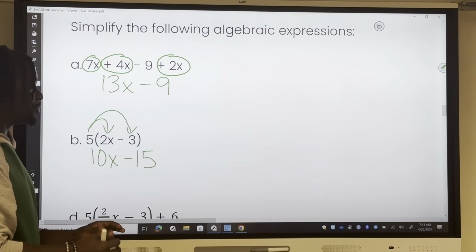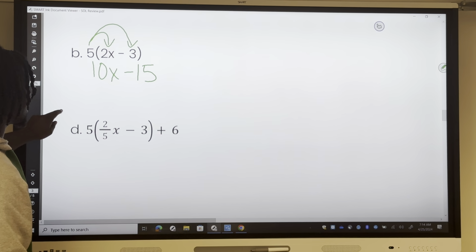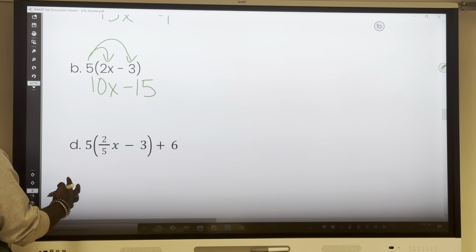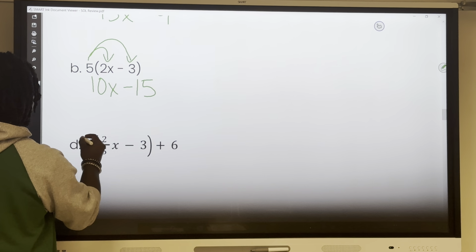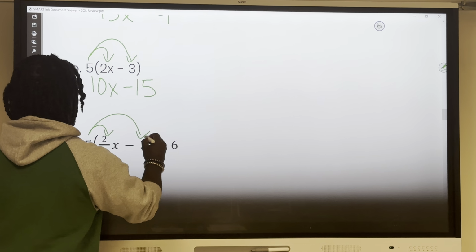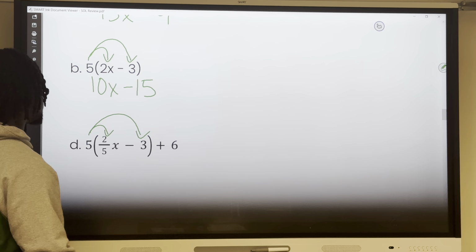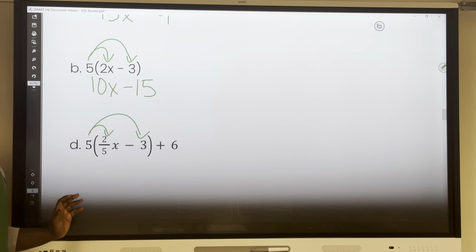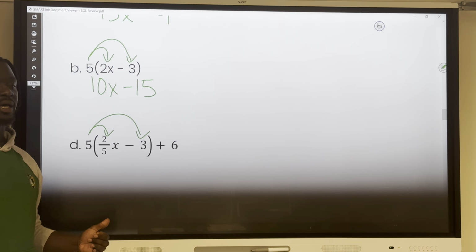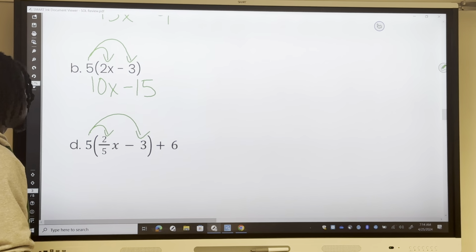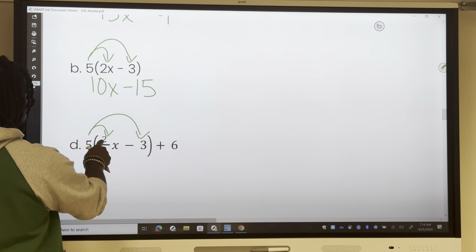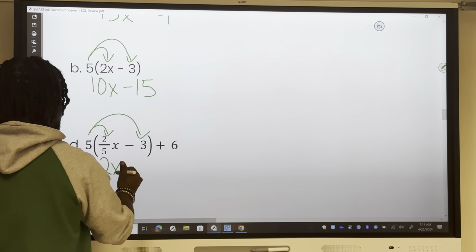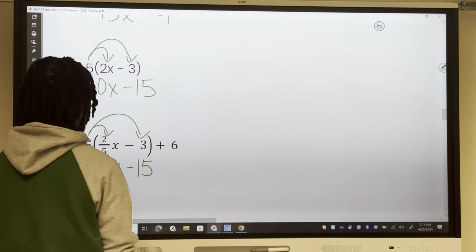Now we're going to do both of them in one problem. So now we're doing distributive and combining like terms. We have this 5 on the outside, and we need to distribute it by multiplying the 5 by both of the numbers on the inside. So 5 times 2/5. If you don't know what that is, just enter this into decimals. For the sake of time, I'm not going to do that one here. But 5 times 2/5 is just going to give me 2x. And then 5 times negative 3 is going to give me negative 15.